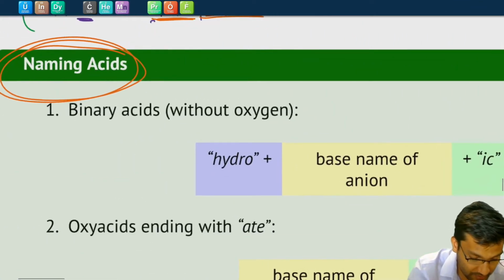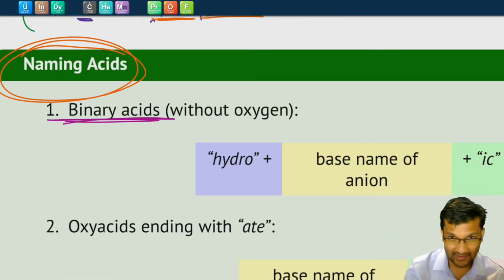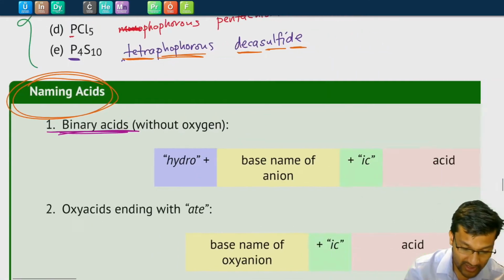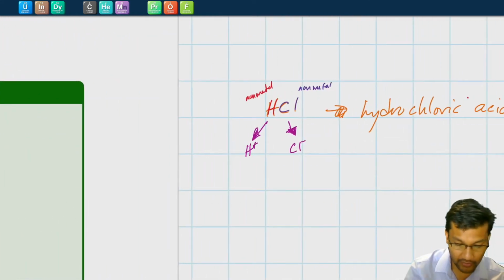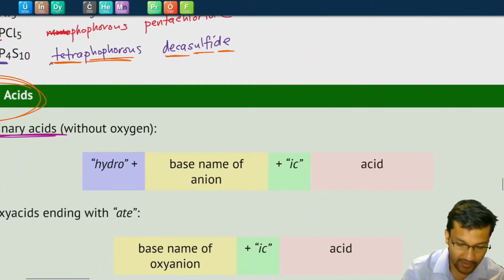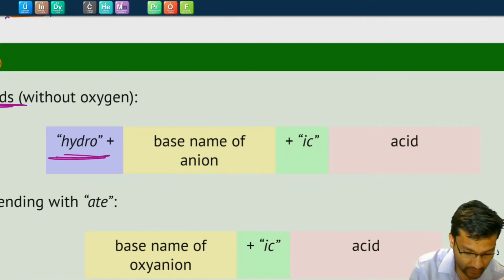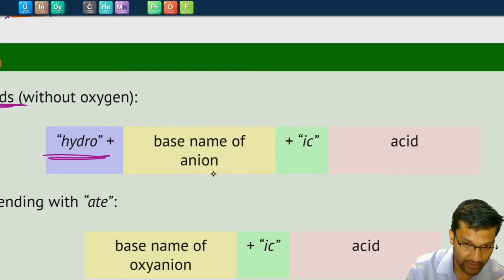First, we're going to focus on binary acids, meaning acids that contain only two elements, and one of those elements is not oxygen. So we just did an example of HCl, two elements, hydrogen and chlorine. None of them are oxygen. To name these, the rules are simple. We start with hydro. We take the base name of the anion, and then we end it with ic, acid.